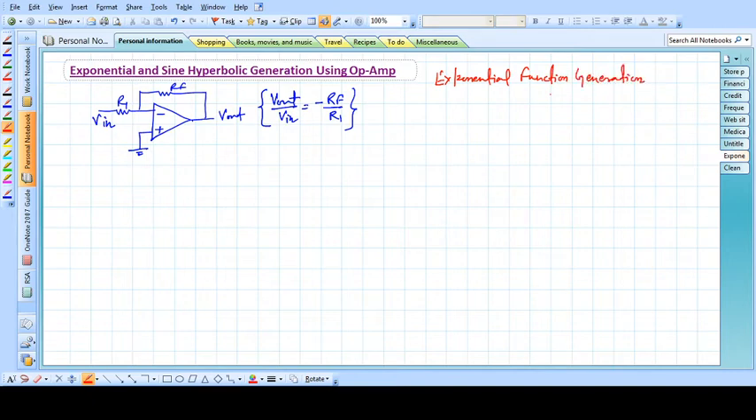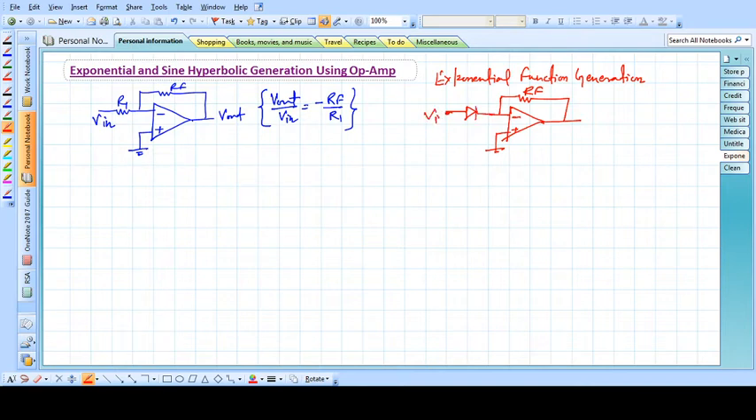Sometimes it is called a logarithmic amplifier. I will prove how it will behave and how to derive it. For this one I am just making the circuit. This one is the amplifier, and this one is the feedback resistance. For the time being I am saying this one is your RF, and if we put a simple diode instead of resistance R1, it will give you the exponential function behavior.